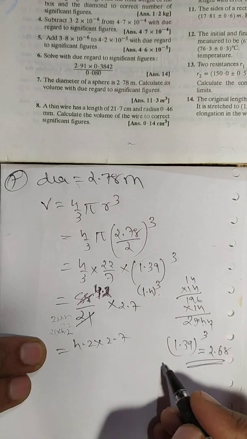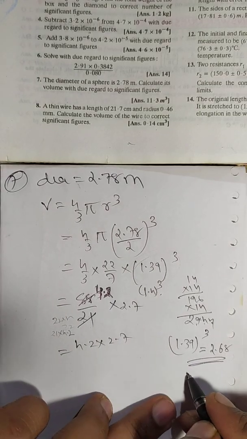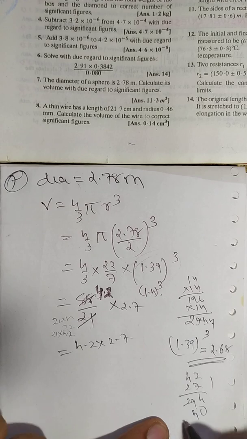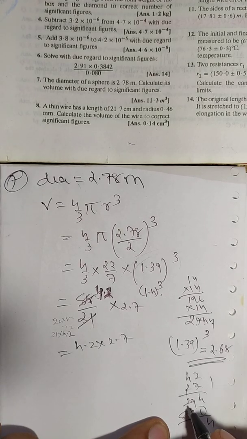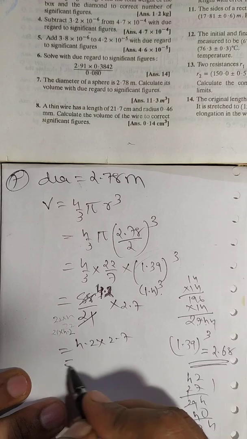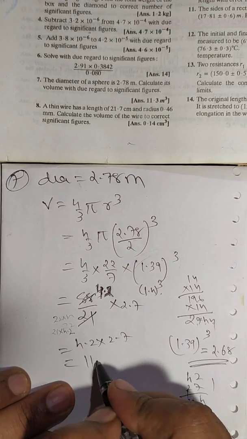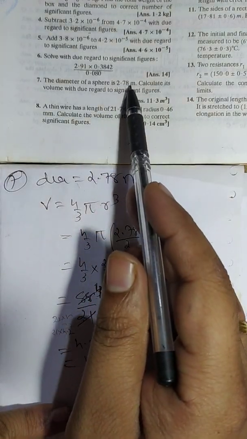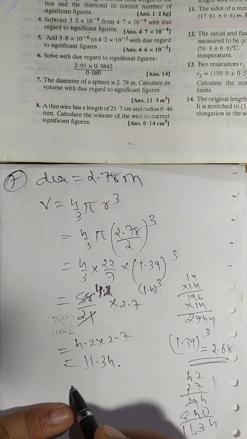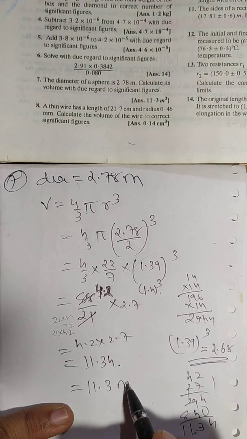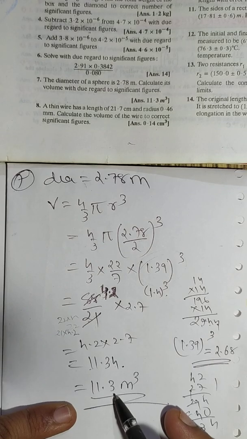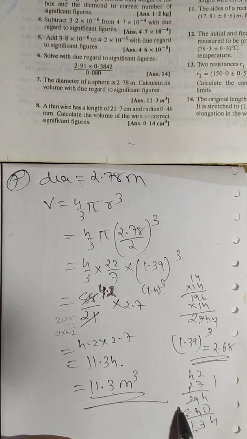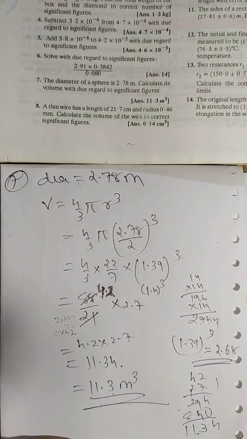4.2 into 2.7. We don't have access to a calculator, so we are trying to do it as it is. So 42 into 27 is 1134. So this will reduce to 2 decimal places, so 11.34. Now in the diameter we had 3 significant figures, so the answer must also have 3 significant figures. So the 4 must not be there. 11.3 meter cube, and that is the correct answer. So either you use a calculator or you use rounding off techniques, the answer will be accurate.